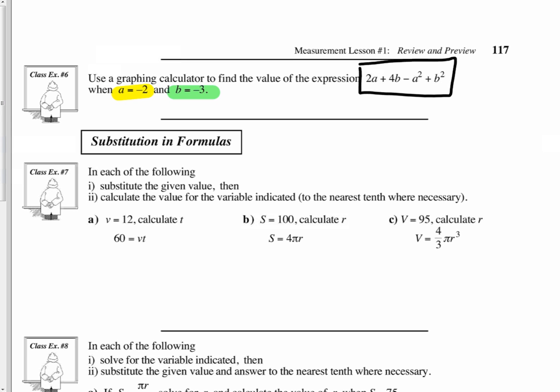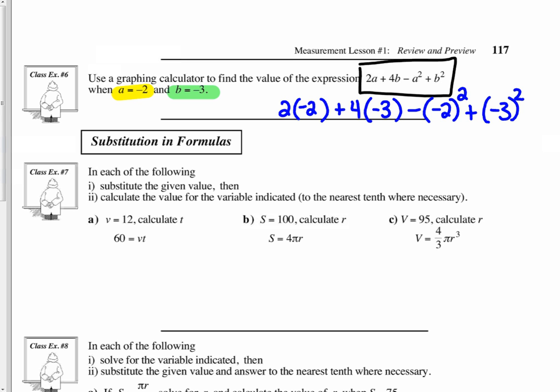So when we see A, I'm going to put whatever A is in brackets. 2 times, what is A? Negative 2. So 2 times negative 2 plus 4. And I'm replacing B, so what do I need? Brackets. And B is negative 3, minus, what do I need for A? Before I type or write, bracket negative 2 squared plus bracket negative 3 squared. So whenever we substitute, whatever we're subbing in, you have to put in brackets. So let's type that in our calculators.